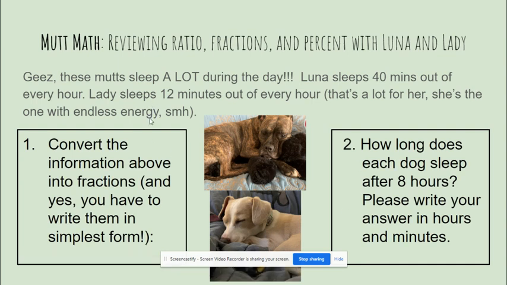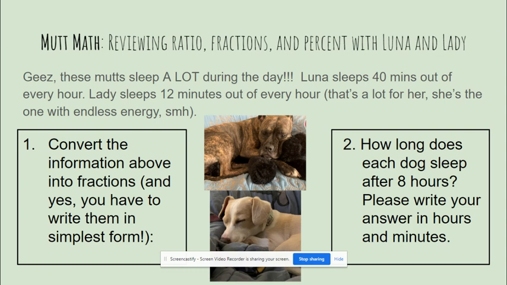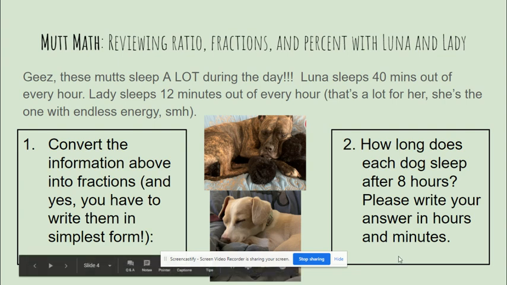The question is, convert the information above into fractions. And yes, you have to write them in simplest form. The second question is, how long does each dog sleep after 8 hours? Write your answer in hours and minutes. Don't just give me minutes. Go ahead and pause the video and do the work for both of those questions on your paper. As soon as you're ready to go over it, hit play again.